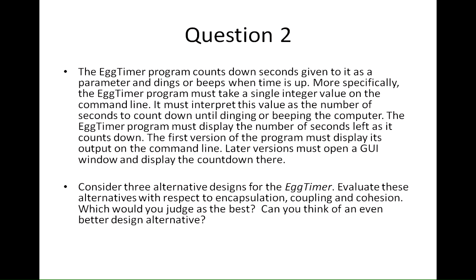The first version of the program must display its output on the command line. Later versions must open a GUI window and display the countdown there. Consider 3 alternative designs for the egg timer. Evaluate these alternatives with respect to encapsulation, coupling, and cohesion. Which would you judge as the best? Can you think of an even better design alternative?